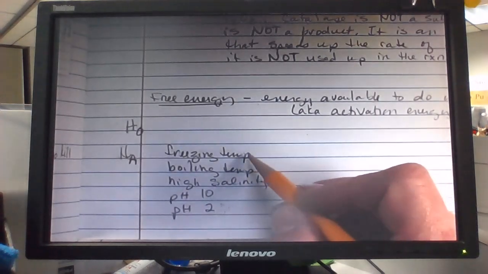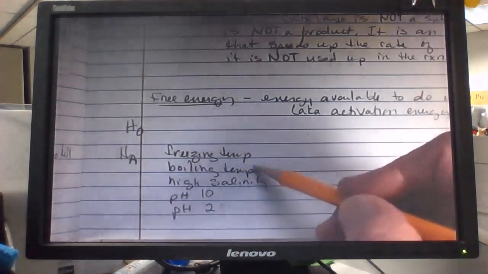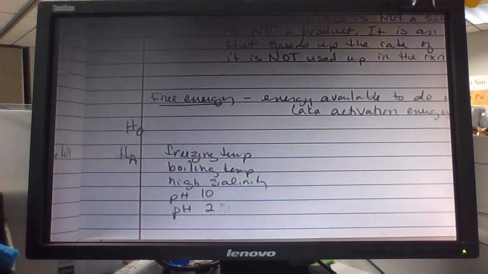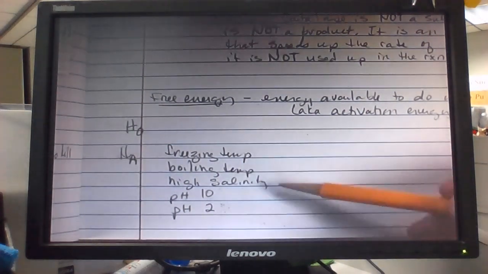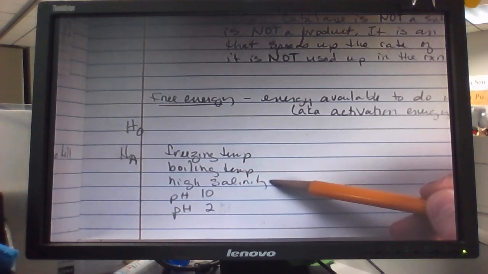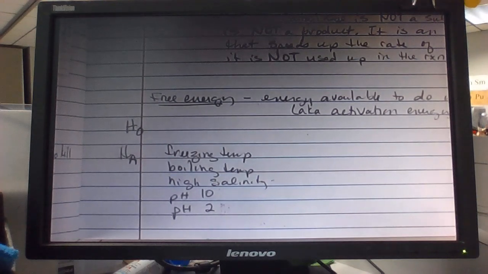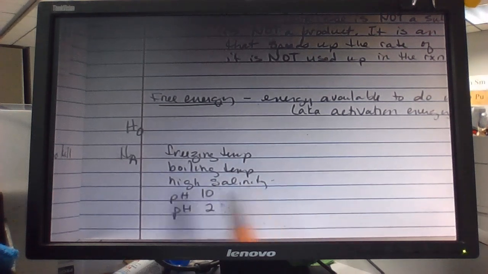So we're going to have cold temperatures, freezing temperatures, boiling temperatures, hot temperatures. Probably won't be quite boiling because that's a little dangerous. Salinity, do you know what salinity means? Somebody said it. Specifically, this solute will be salt. So saline solution has to do with salt. So high salinity, high pH, low pH. High pH is basic, low pH is acidic.